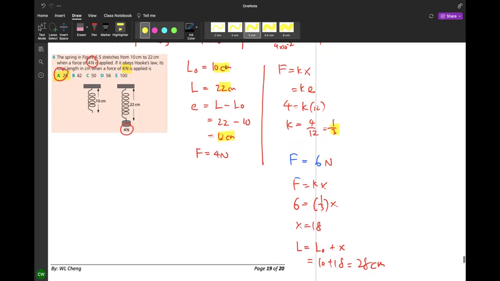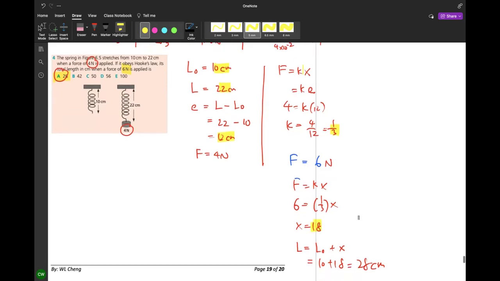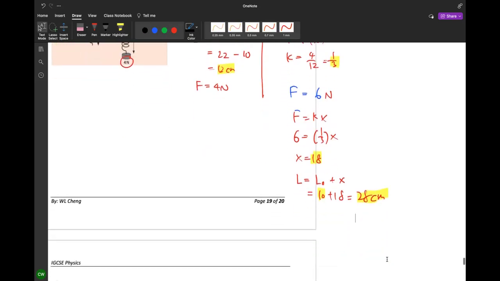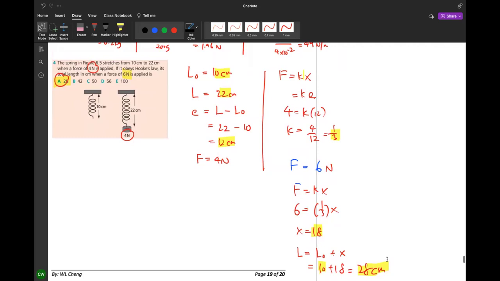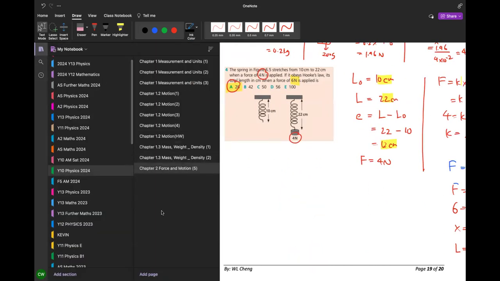就说这个是原本的长度，你放4 Newton，它变成22，增加了12，OK，然后你就拿到 K，就用这个 Hooke's law 的 formula 找到 K。After you found the K, use this K，用这个 K 放在这边，然后这个是新的 force，然后你发现它就会加长18。Then this 18 you have to add back the 10，再加回17就是28。Okay, yeah. Any problem? If no problem, we'll go to the next one.